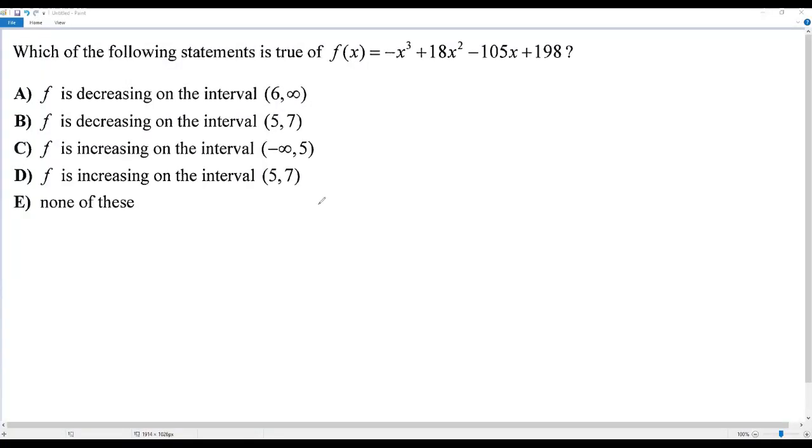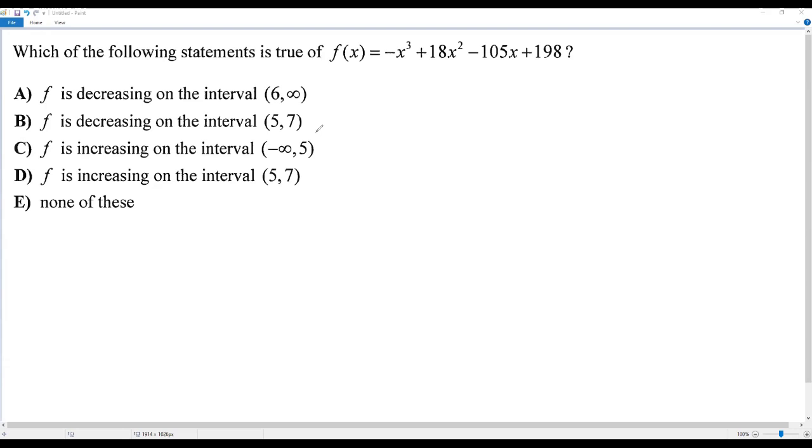Here we have an AP Calculus AB problem. Okay, let's go to the information. Which of the following statements is true of f(x) = -x^3 + 18x^2 - 105x + 198? In the given answer choices, I have information about the intervals where f(x) is increasing or decreasing. So we have to find the one which is true in the given answer choices.